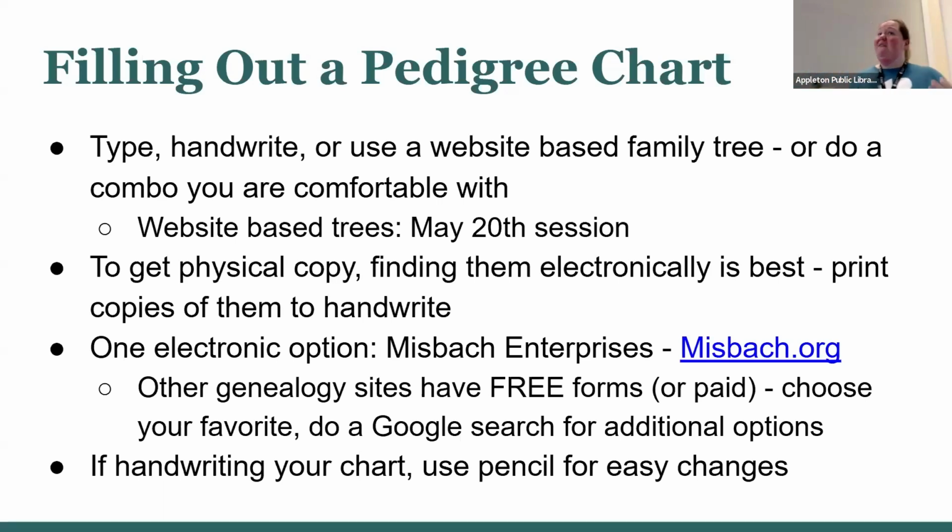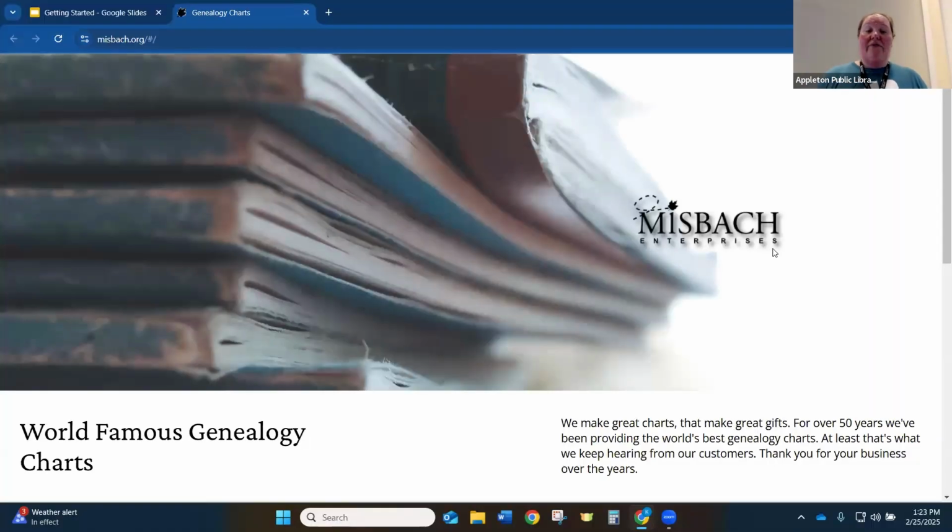What I recommend to get a physical copy, finding them electronically is going to be the best way. They do have some of them in some of the genealogy books we have, but they're a little more difficult to make a nice copy of them. So I usually find them online, and then you can easily print them and make a bunch of copies. So one electronic option that I personally use, that I showed you the example of, it's going to be through Missbach Enterprises. It's a completely free website where they have free genealogy charts. So I can show you quickly.